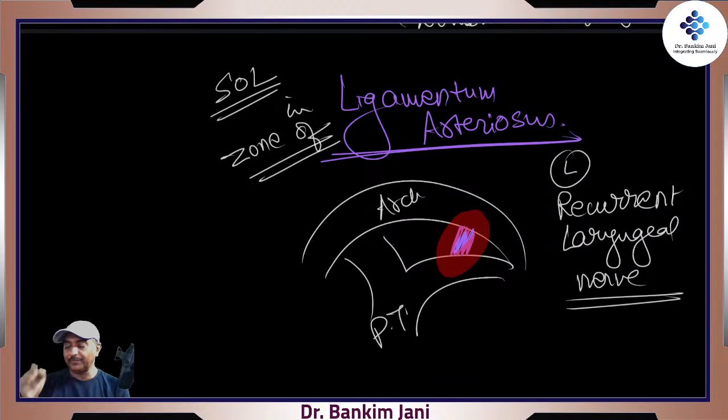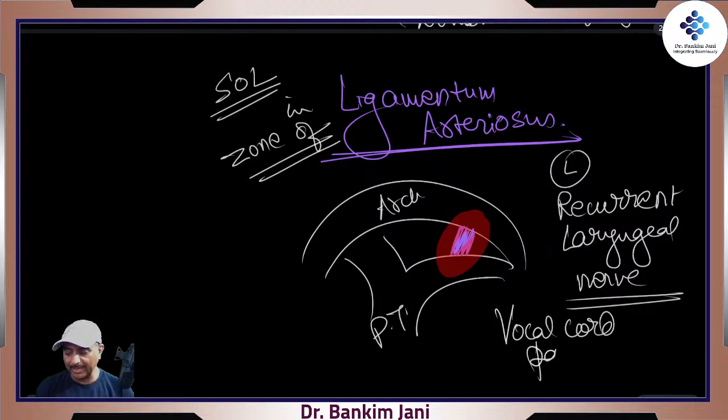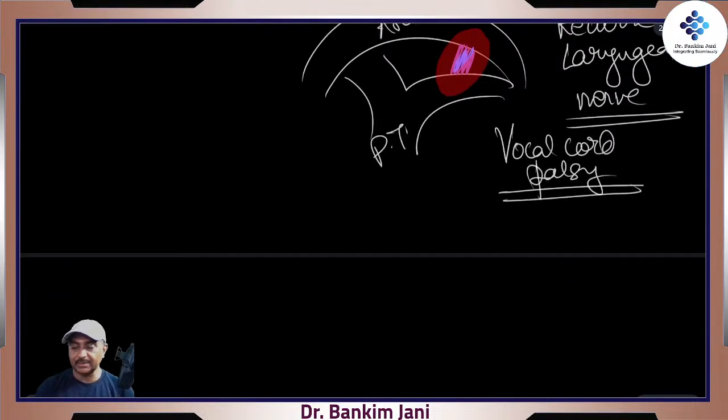But see, when the left recurrent laryngeal nerve is involved, what happens? It leads to vocal cord palsy, or paralysis of vocal cords. I have discussed this in more detail in the section on larynx, in head and neck, about which muscles are involved and how it really happens. But the symptom is hoarseness of voice.